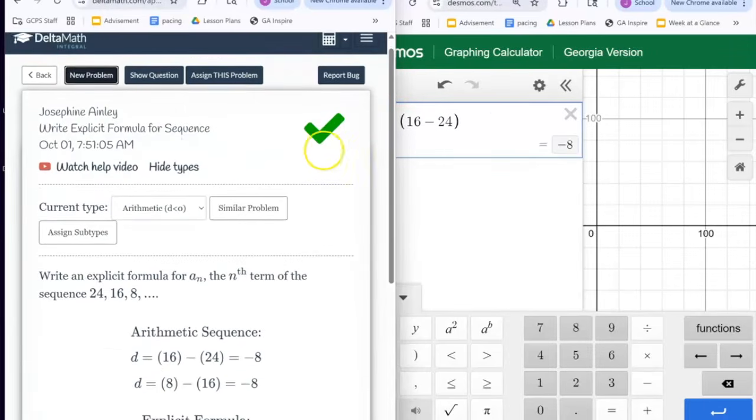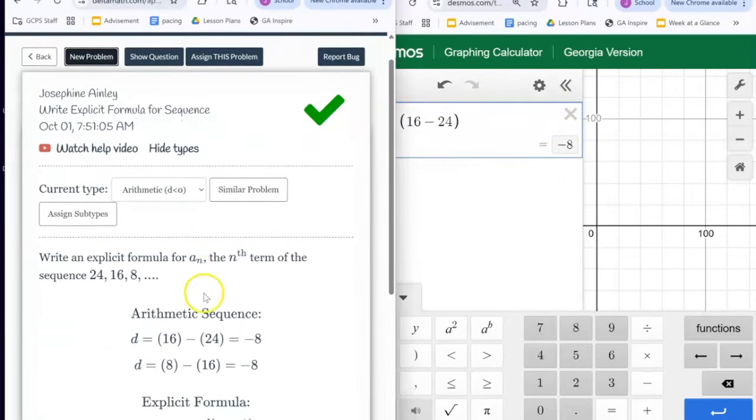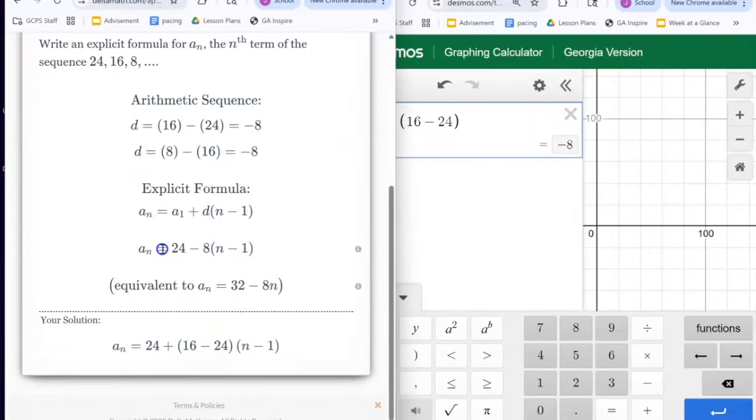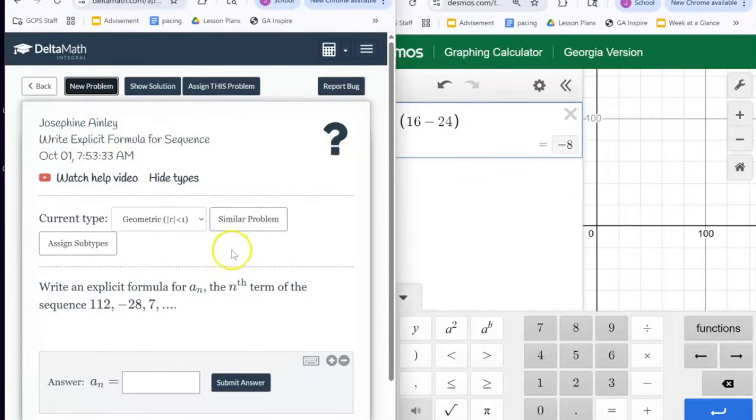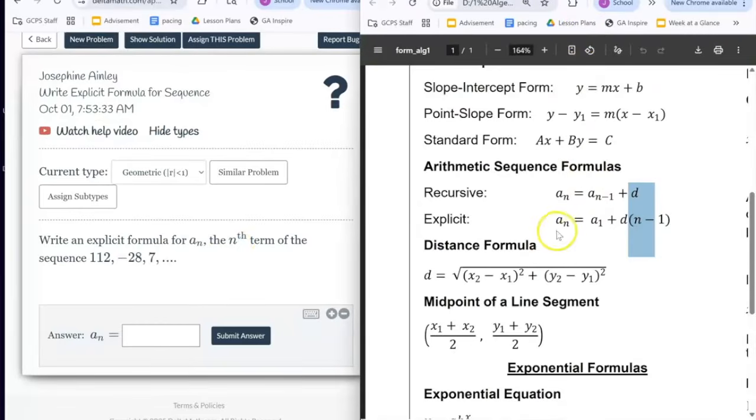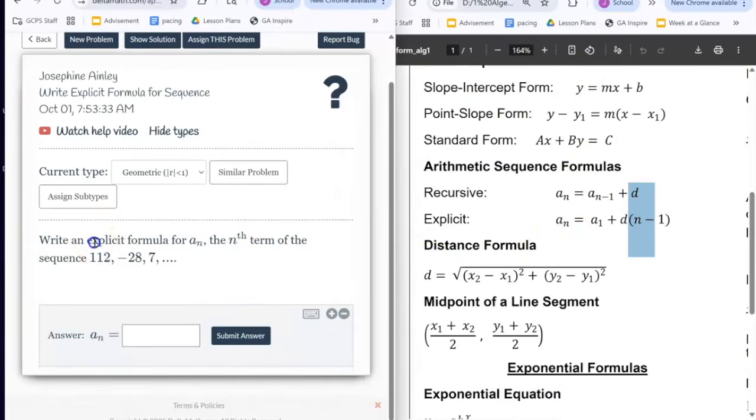Okay, it does accept it. But go ahead and simplify because it should be simplified, to be honest. All right, so you can see there that it does simplify to negative 8. So finding the explicit formula is literally just going through the formula and knowing the definition. So again, let's do one more.